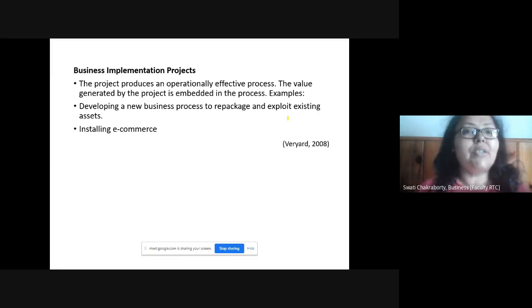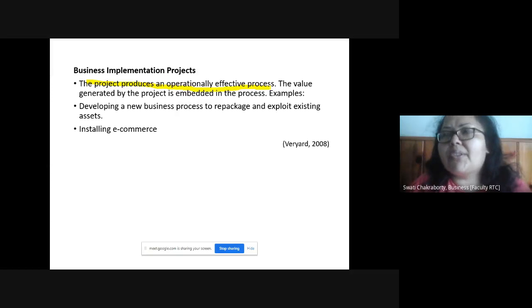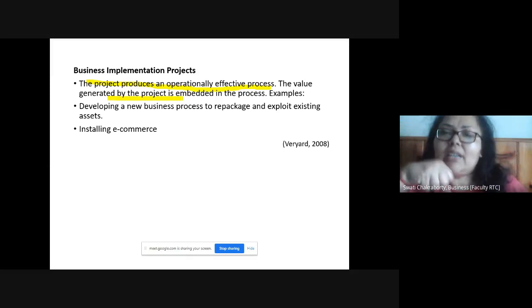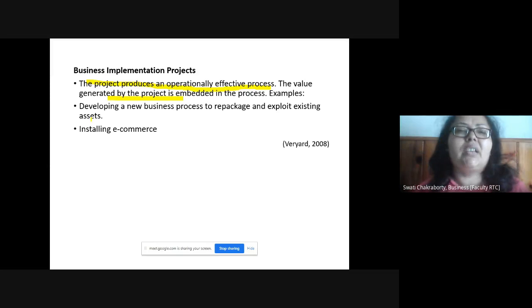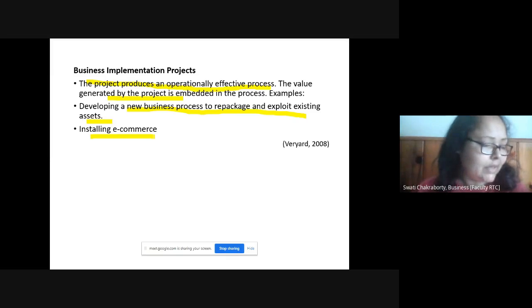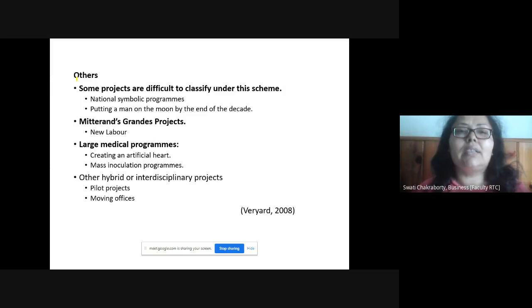Business implementation projects. Okay, so this is basically to produce a better process which is operationally more effective, and the value generated by the project is embedded in that process. Say, developing a new business process to repackage certain products or exploit new assets, or installing e-commerce. There could be other types of projects other than this.